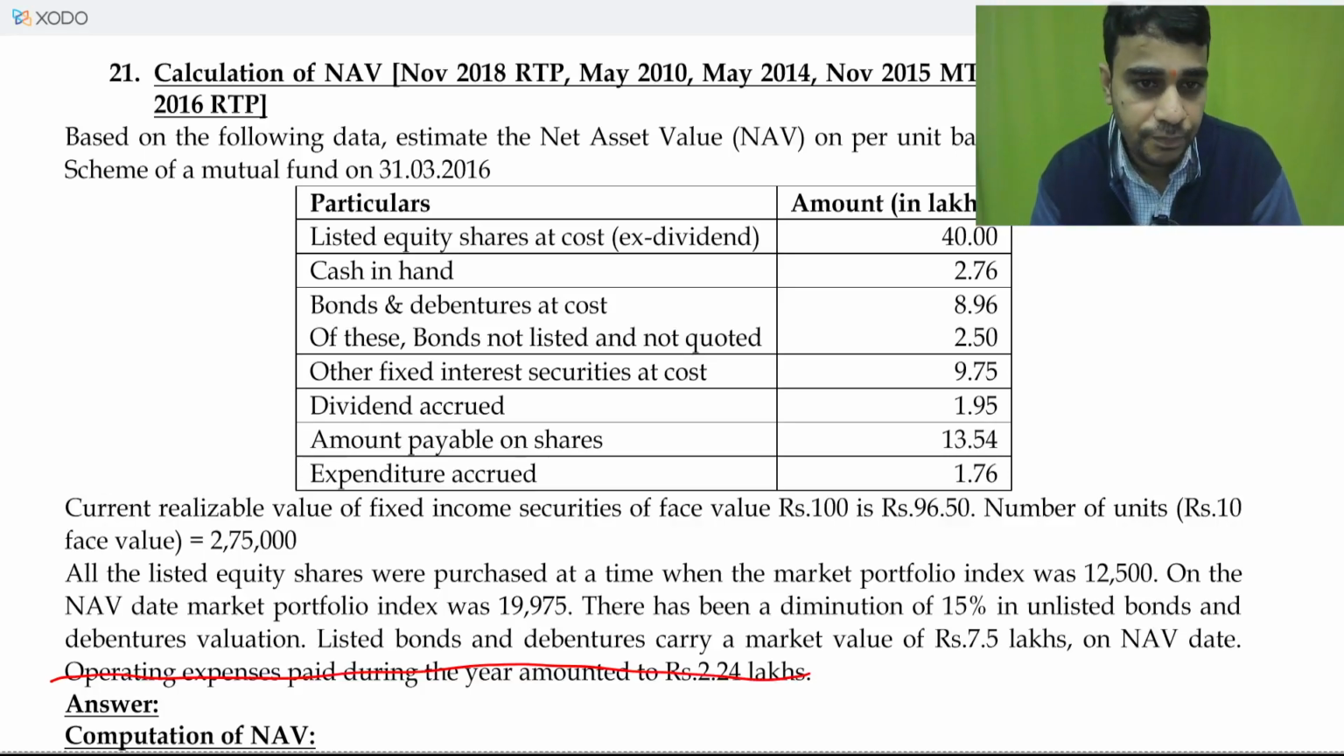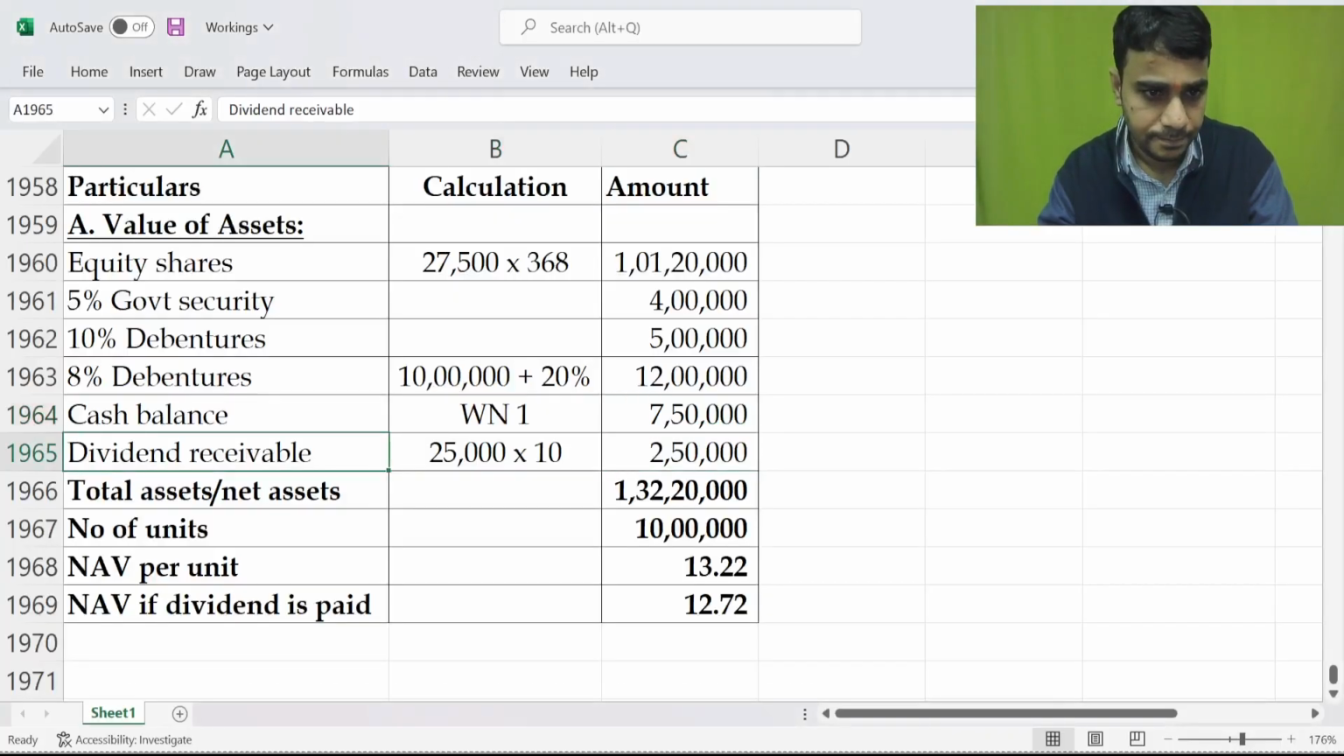So here what you need to do is value the listed equity shares. How do you value them? Some data is there. Then you have to write cash in hand. Bonds and debentures, listed is there, unlisted is there. If some extra information is there, value it. If no extra information is there, write the same amount. Other fixed interest securities, dividends accrued, amount payable, expenditure accrued, everything will go in the asset or the liability side. Let's write the computation of NAV.